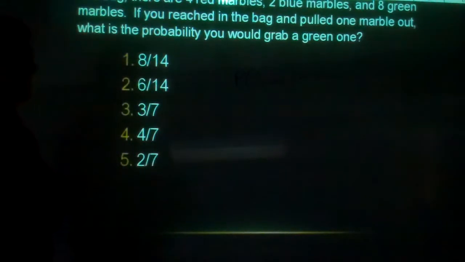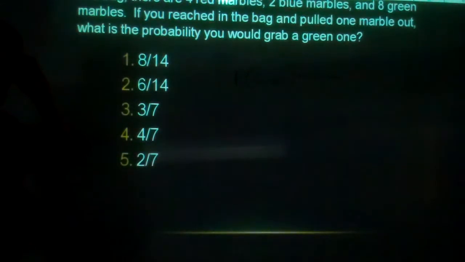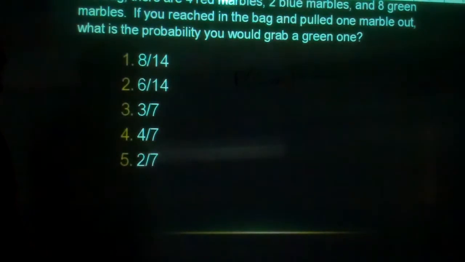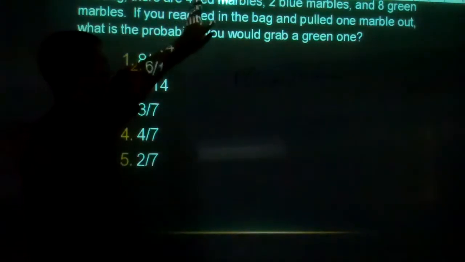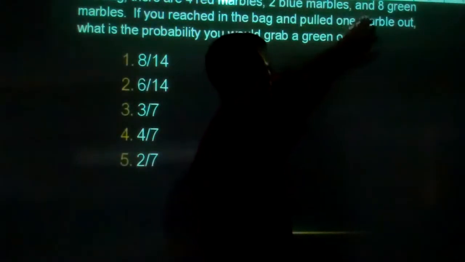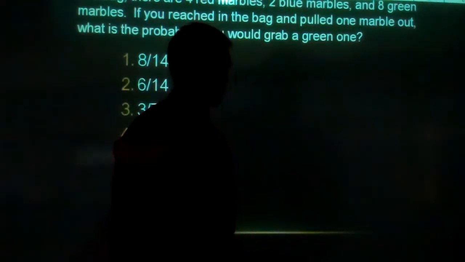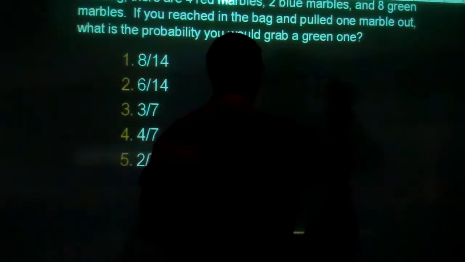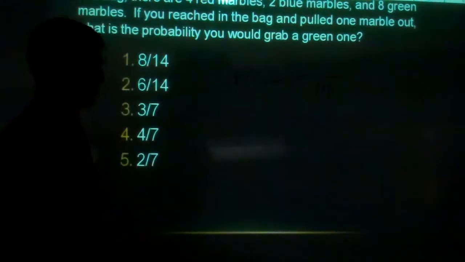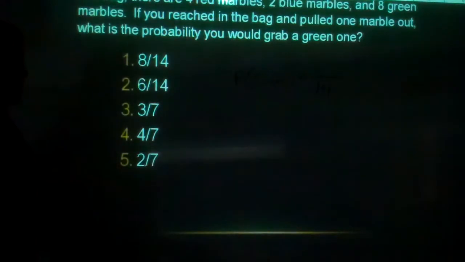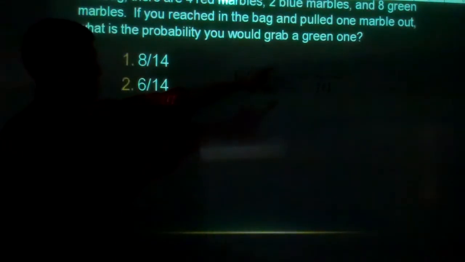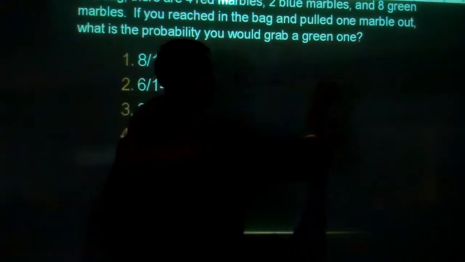Alright. So you know probability, you end up getting a fraction here. The first thing that you need to figure out is how many total marbles there are in the bag. So we've got 4 plus 2 is 6. 6 plus 8 is 14. So we have 14 total, and we want to know the probability of getting a green. There are 8 green marbles.